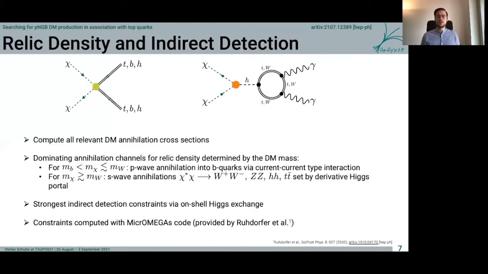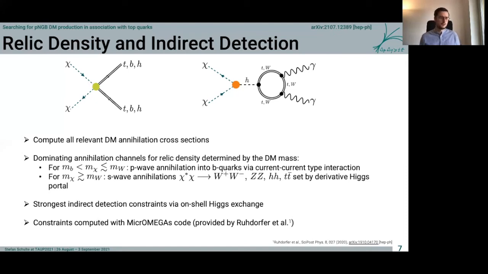Now, of course, in the end, we are interested in explaining the observed relic abundance of dark matter in the universe. And for this, and also for indirect detection constraints, we computed all the relevant S and P wave contributions of the different annihilation channels. And the dominating annihilation channels always depend crucially on the dark matter mass. For indirect detection, we also considered the annihilation of dark matter pairs into pairs of monochromatic photons, which can be achieved via top or W loops. And in general, you get very strong constraints whenever the dark matter mass is around half of the Higgs mass, leading to resonant on-shell Higgs exchange.